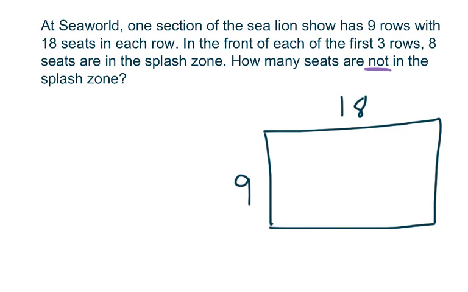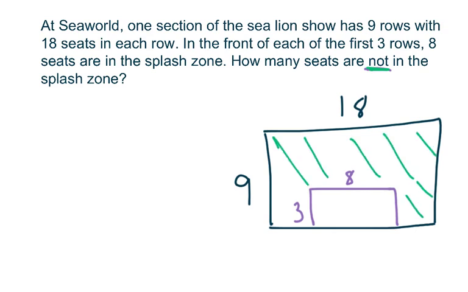Now, my problem also mentions that in the first 3 rows, 8 seats are in the splash zone. So I'm going to draw a second rectangle inside my first rectangle, and it's going to represent those 3 rows and 8 seats. I need to label that rectangle 3 rows and 8 seats in each of those rows, and those are in the splash zone. Now what I'm looking for is how many are not in the splash zone. So what I really want to find is how many seats are in this green area, how many are not in that purple splash zone area.